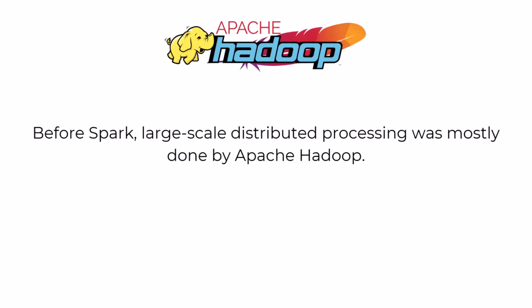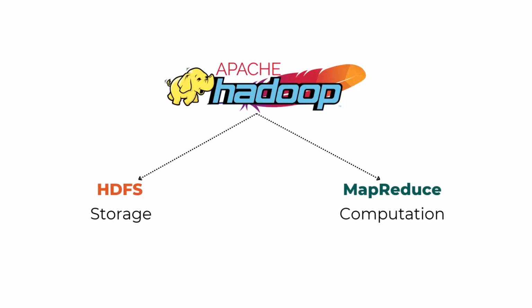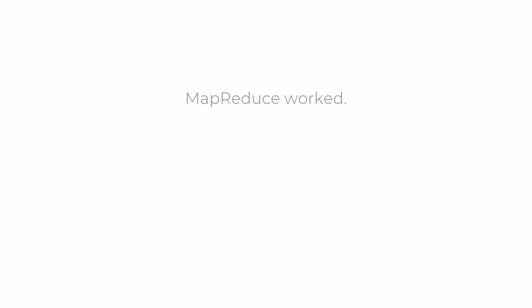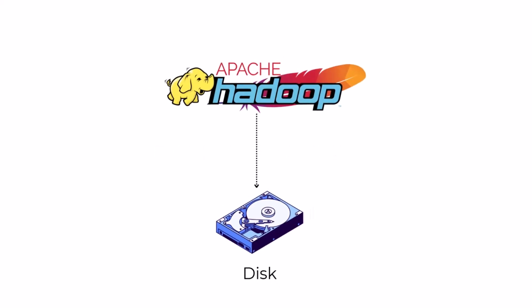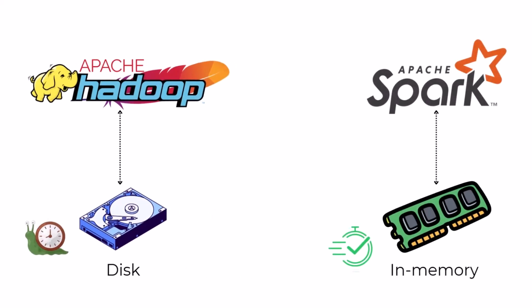Before Spark, large-scale distributed processing was mostly done by Apache Hadoop, HDFS for storage, and MapReduce for computation. MapReduce worked, but it had major limitations. Every processing stage required reading from disk, processing, and writing back to disk. That repeated disk I/O became extremely expensive. Spark changed the game by introducing in-memory processing. That resulted in around 10 times faster even with disk-based workloads.